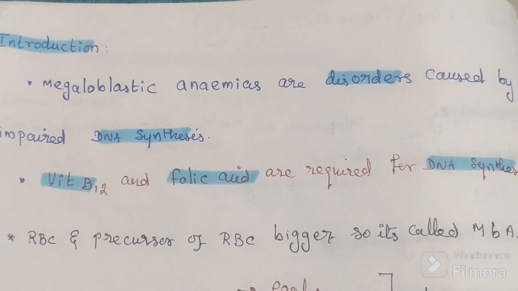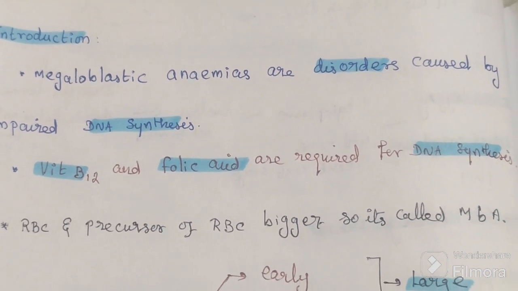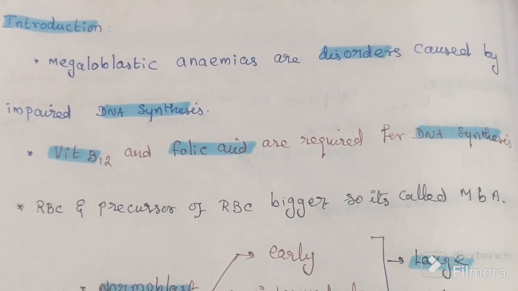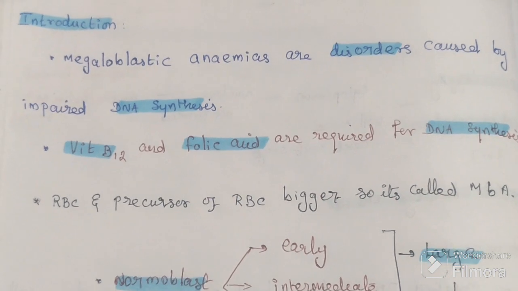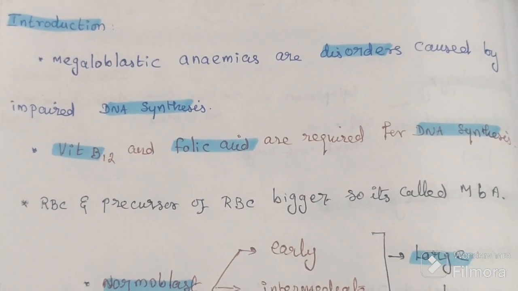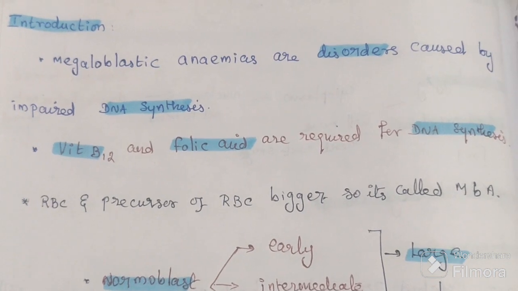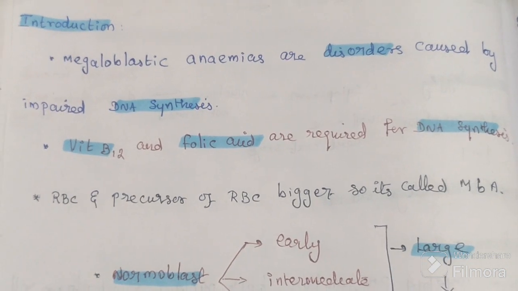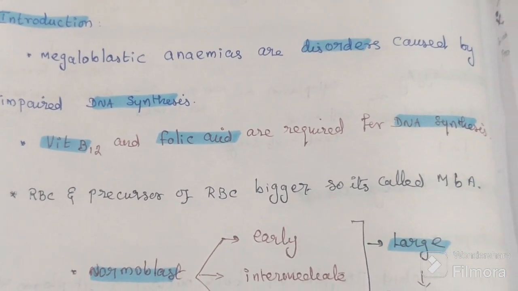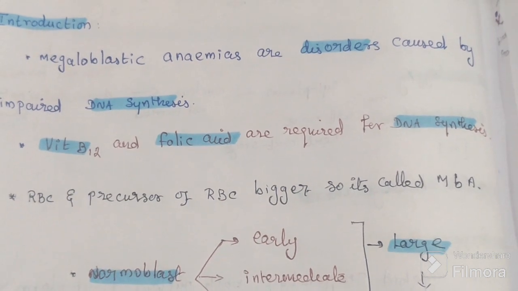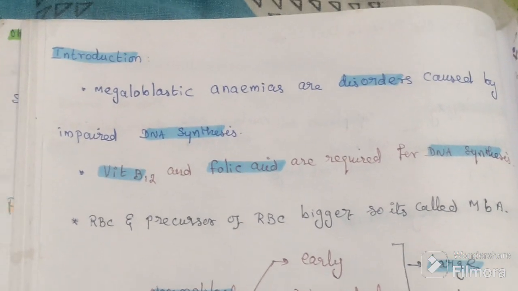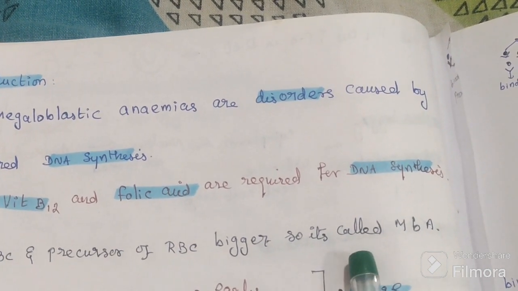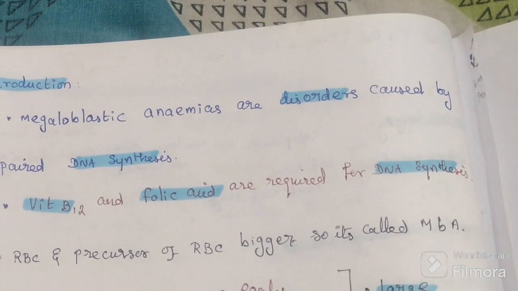So, megaloblastic anemia: here the problem is with the nucleus, not the cytoplasm. Cytoplasm is more abundant, so at the end stage, the RBC is bigger in size. The precursor is also abundant, the nucleus is absent, but the cytoplasm is abundant. RBC and precursor of RBC are bigger, so it is called megaloblastic anemia.